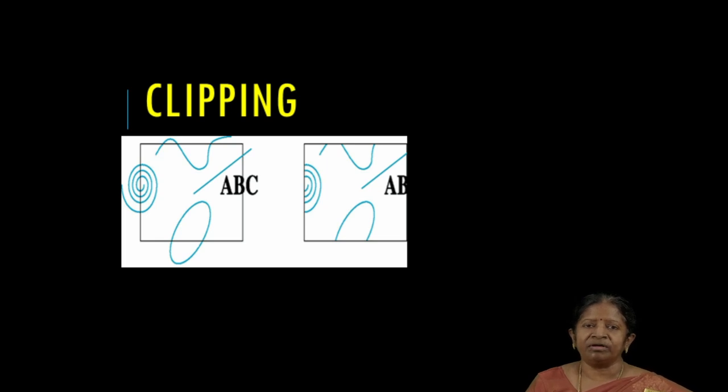In this picture we have a spiral, the letters A, B, C, a line, an ellipse and a curve. So you visualize the portions which are inside the window to be displayed on the display device. So part of the line is cut, part of the spiral is cut, and in A, B, C we are able to see only the letters A and B.